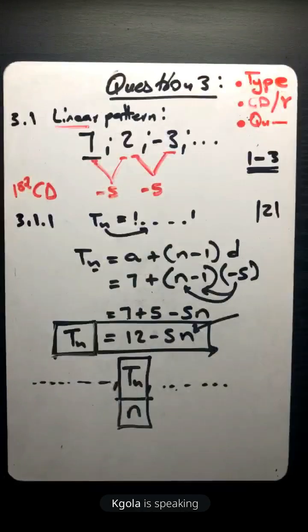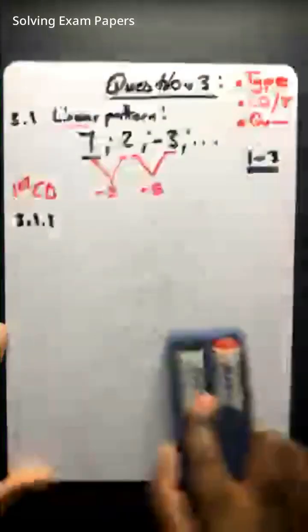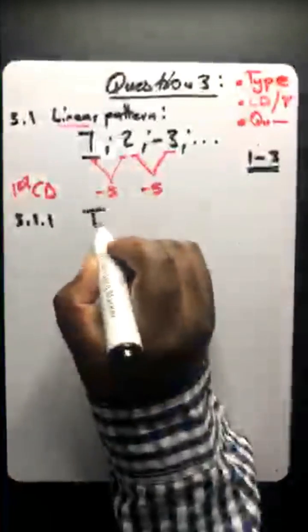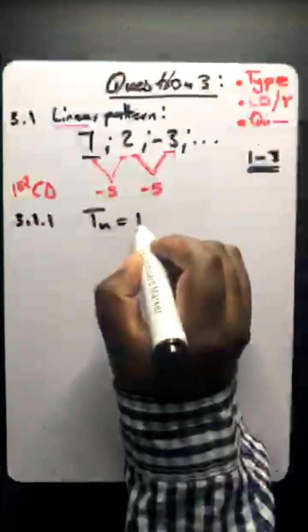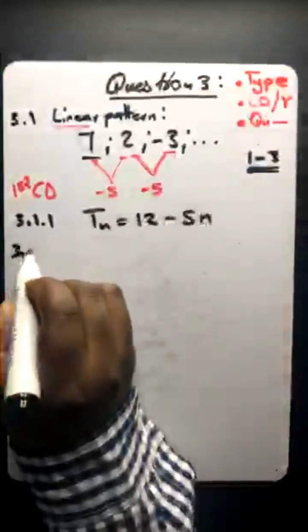No, sir. Okay. I believe also that there is no question because that was straightforward. Okay, let's see. That was Tn equals, I think it was 12 minus that. Just make sure that I got it.